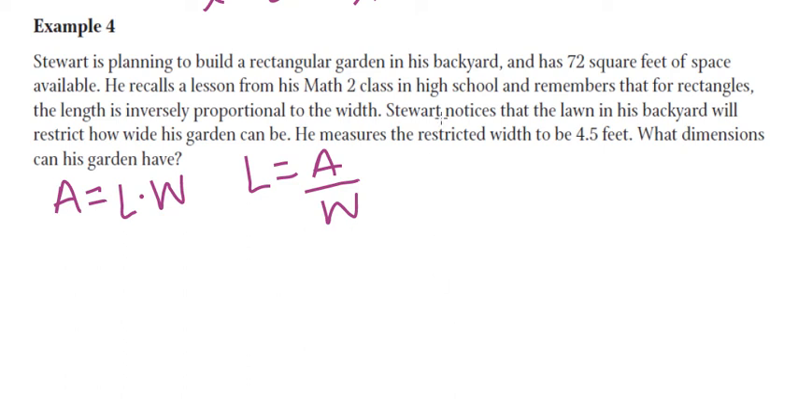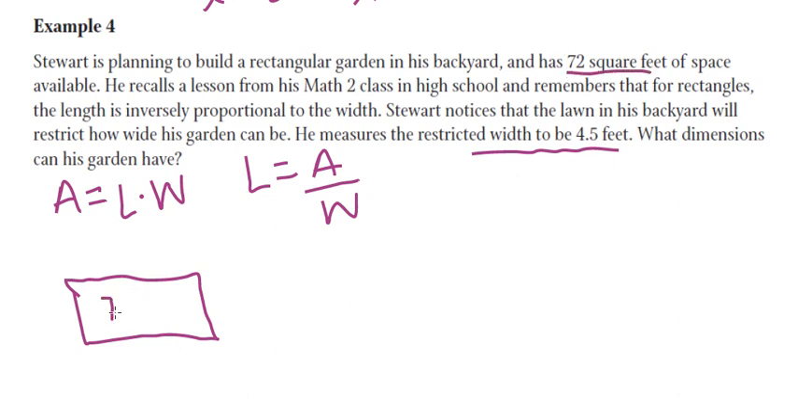So it tells us that Stuart notices that the lawn in his backyard will restrict how wide his garden can be. He measures that the restricted width is 4.5 feet, and it wants to know what dimensions his garden can have. Well, we already know that his garden is going to measure 72 square feet. So we already know that the area is 72 square feet, and it already gives us the restricted width, which is 4.5 feet.